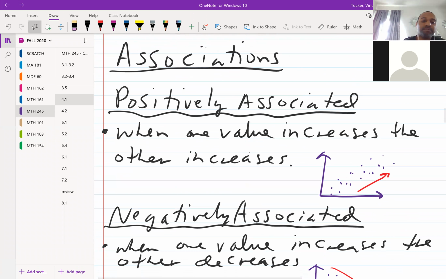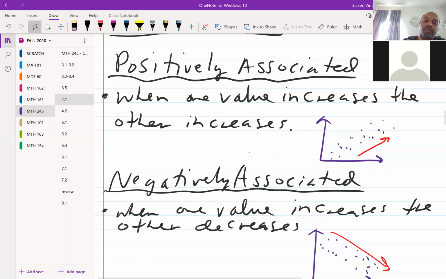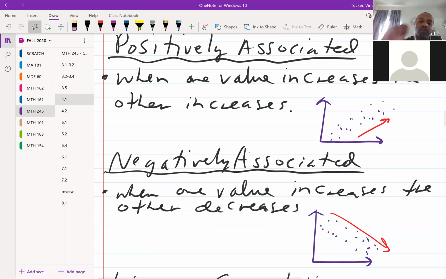All right. So associations. If something is positively associated, that means that when one value increases, the other increases. So if you read it from left to right, it goes up. You're always following your points from left to right. From left to right, if it's going up, then that means it's positively associated. But it's negatively associated when one value increases and the other decreases. So going from left to right, if it's going down, that means it's negatively associated.